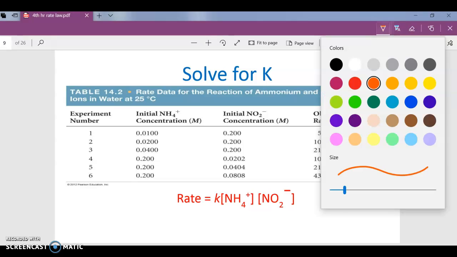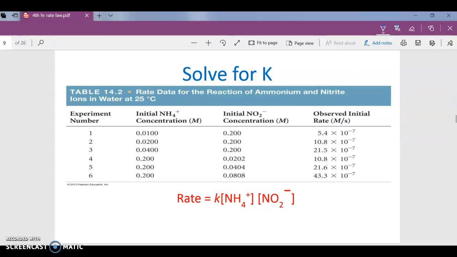Okay, this is the original data from the very first slide that I showed you. We're looking at the same stuff, NH4 and NO3. And we're finally going to talk about this K. The K, again, is called the rate constant. And what I'm going to do is solve for the rate constant.